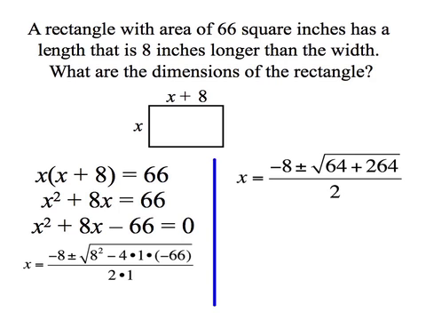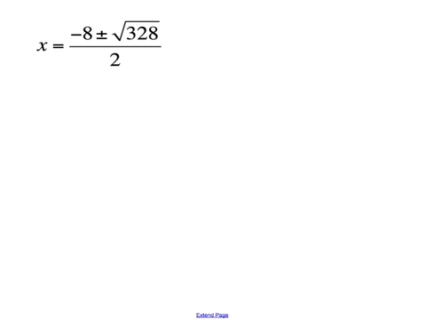And then we apply order of operations. We do the 8 squared to get 64. And 4 times 1 times negative 66 is negative 264, but we're subtracting negative 264. So we've written that as add 264. And then for our denominator, it's 2 times 1, or 2. And then 64 plus 264 is 328. And it looks like we're going to need a little more room, so we'll go to a new slide.